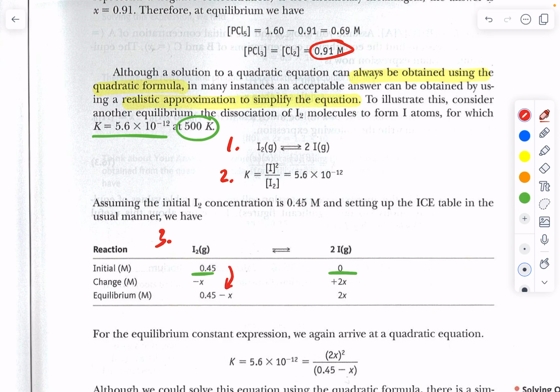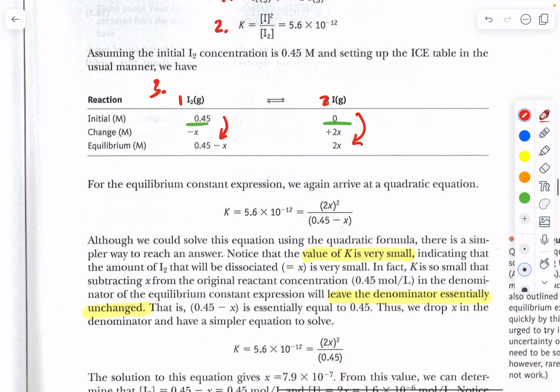We subtract x. We're going to subtract 2x because it's a 1-to-2 ratio. And now we can plug our numbers into the expression. Here's my value of K right there. And notice this 2x has to be squared. Remember that the 2 here is because of the stoichiometry.